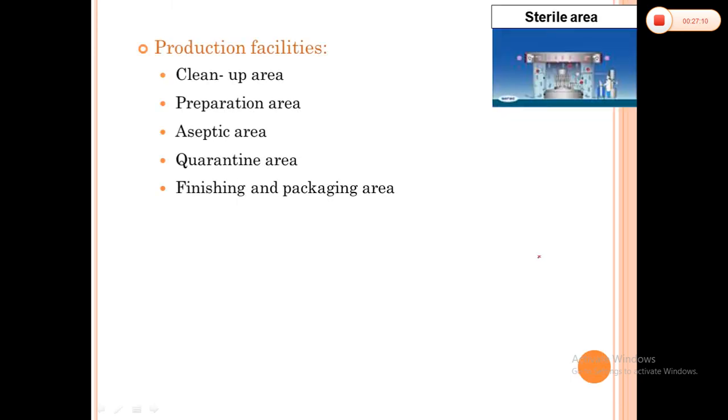So these are the different production facilities we require. These are the different rooms: cleanup area for the cleaning purpose, preparation area for the production purpose, aseptic area for the filling and sealing purpose, quarantine area for the storage purpose, and finished and packaging area for storing our final product by maintaining the specific conditions. Now we'll see one by one.